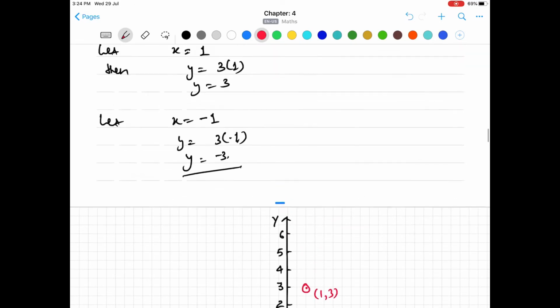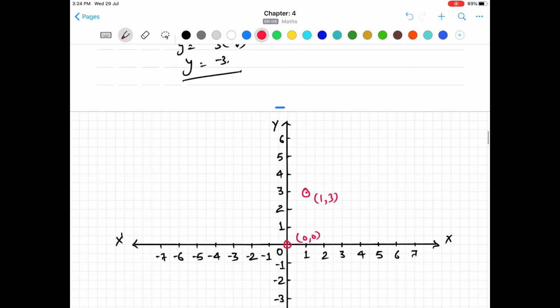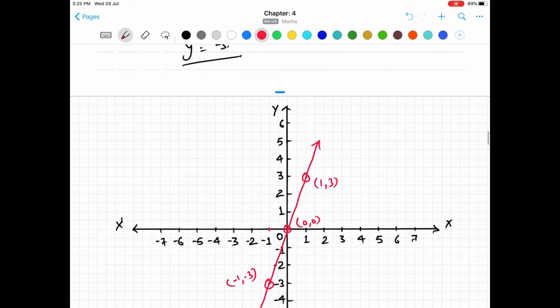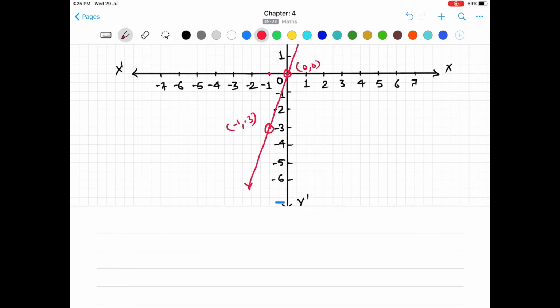This one was 0 and 0. Then we have x minus 1, y minus 3. That point will be here. Let's write the coordinate x minus 1, y minus 3. Now we got the 3 points. Let's join them to get the line representing these points. That's our line, and let's write its equation over it, which is y equals to 3x.